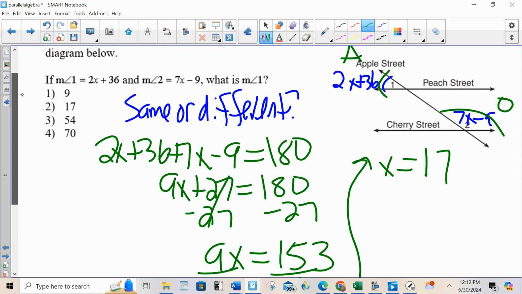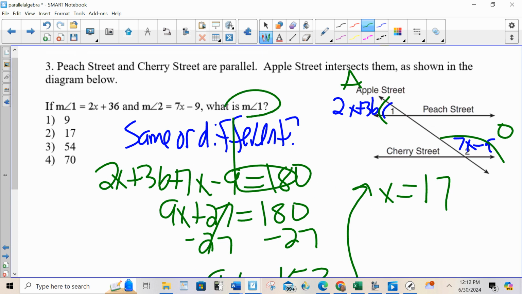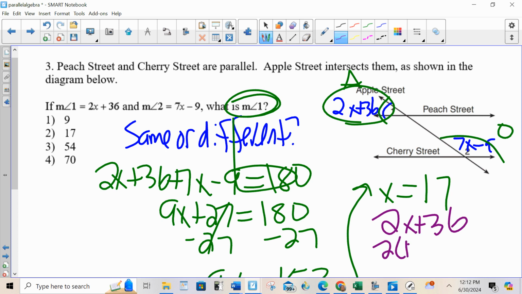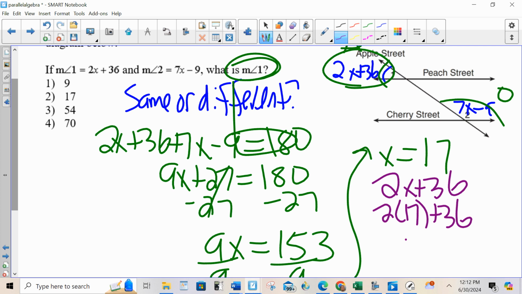What's the question asking for? It's asking for angle 1. Angle 1 is 2x plus 36. So we substitute that answer in for x. 2 times 17 plus 36. Use a calculator if needed. That's 70 degrees.